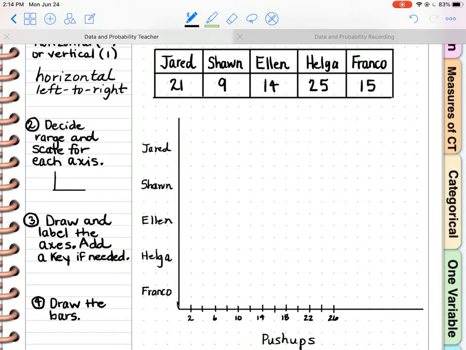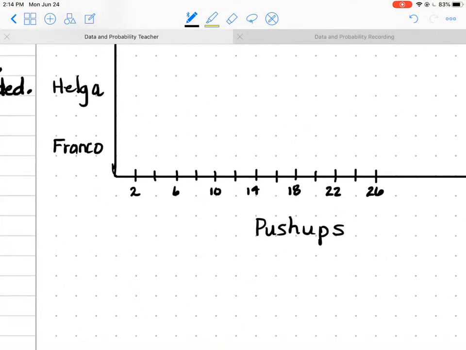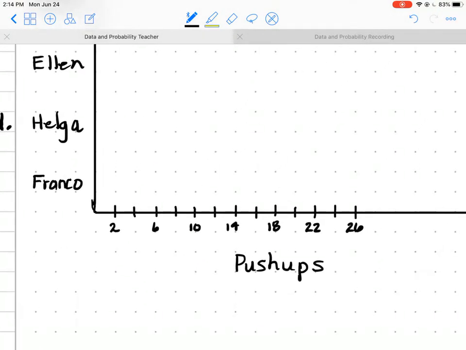I'm going to start with Franco. I'm going to start closest to the bottom. Franco has 15. So let's zoom in here. This is important, guys and gals. This is 0. So you definitely want to start from there. So Franco's going to go all the way to 14 and then about halfway because he's got 15. And then make the other half of his bar and connect.